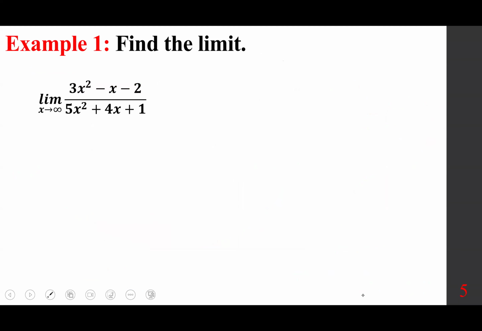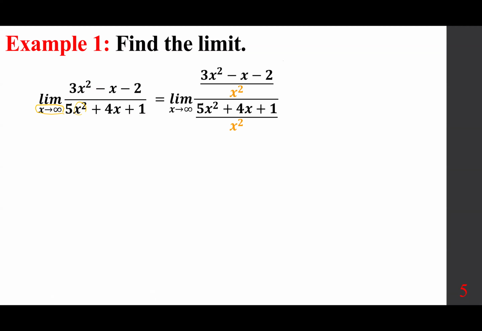Now, let's look at this example. We want to find the limit of (3x squared minus x minus 2) over (5x squared plus 4x plus 1) as x approaches infinity. And as you recall, when we have a rational expression and x is approaching infinity, we divide by the highest degree term in the denominator, namely x squared.